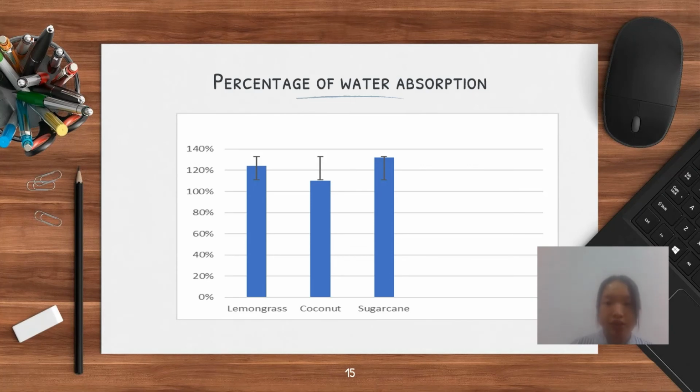Percentage of water absorption. It was found that sugarcane has the highest water absorbance reading. The second highest absorbance was lemongrass, followed by coconut.